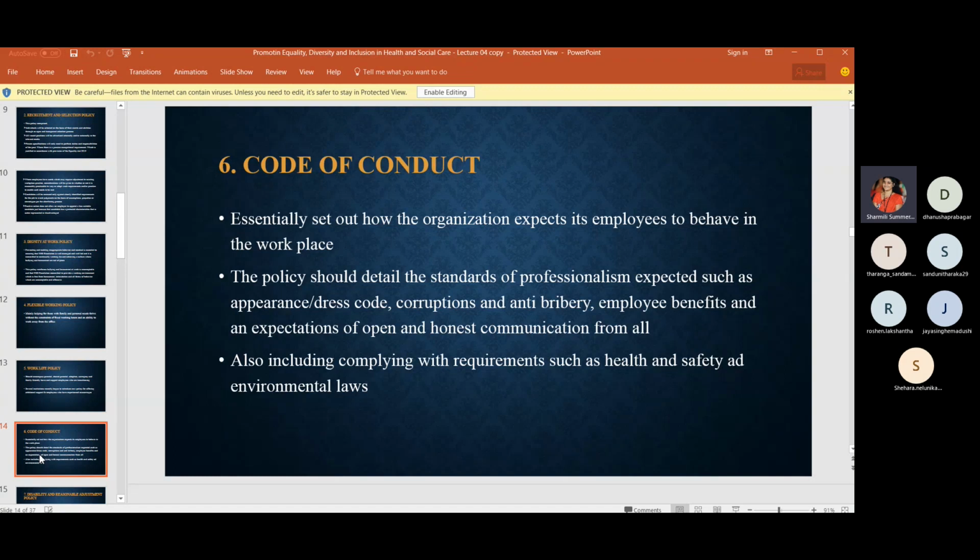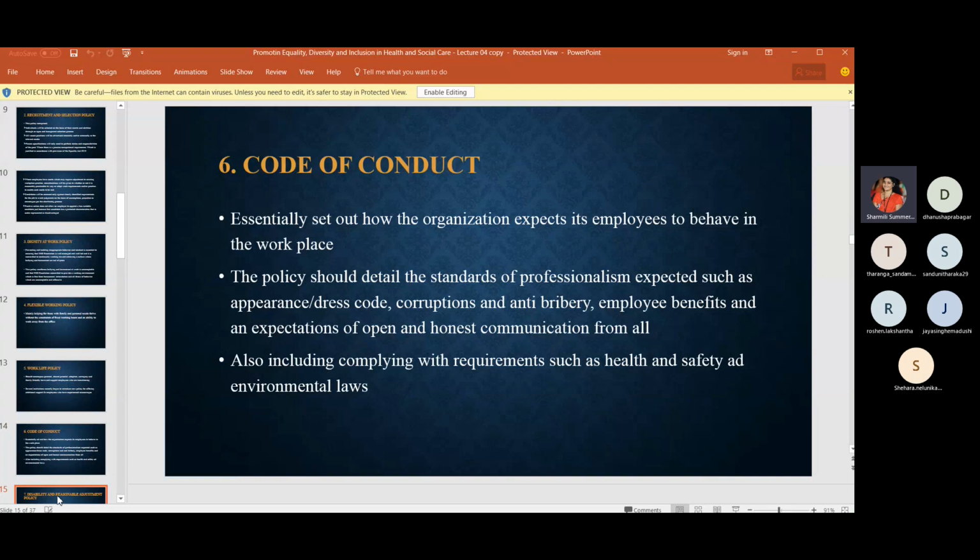So simply, the code of conduct is a set of indications which need to be followed by each and every individual in order to improve their professionalism as well as the organizational outcome. They also indicate the health and safety measures and the environmental laws that need to be followed by each and every institution. So this is regarding the code of conduct.